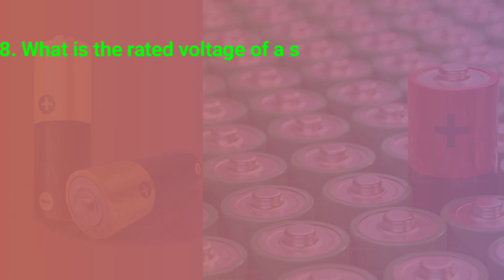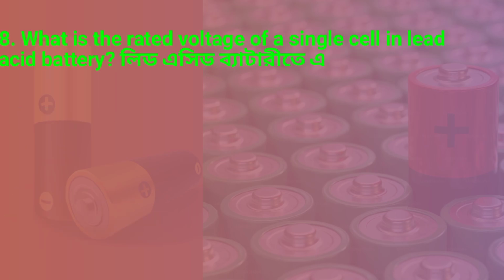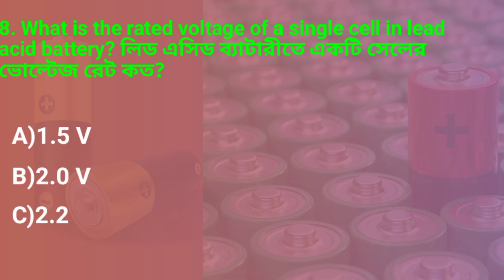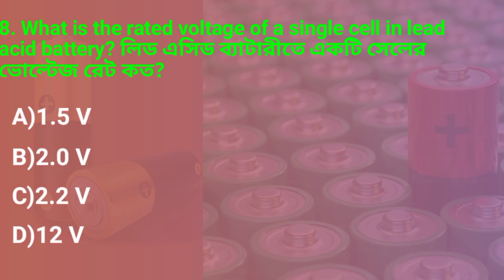Question number 8. What is the rated voltage of a single cell in lead acid battery? Option A 1.5 volt, option B 2.0 volt, option C 2.2 volt, option D 12 volt. উত্তর হবে option C 2.2 volt.